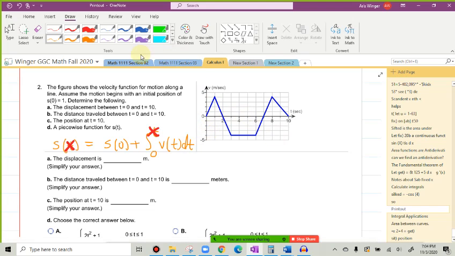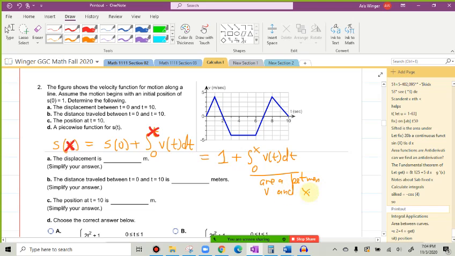And so what is this saying? That we have the initial value. The initial value here is 1. And then the integral from 0 to x of v of t dt, this is just the area under the curve and the x-axis. So all we're doing is counting boxes. Let's be clear about what a box is. It looks like it is 1 by 1, right? So each one of these is 1. Okay.